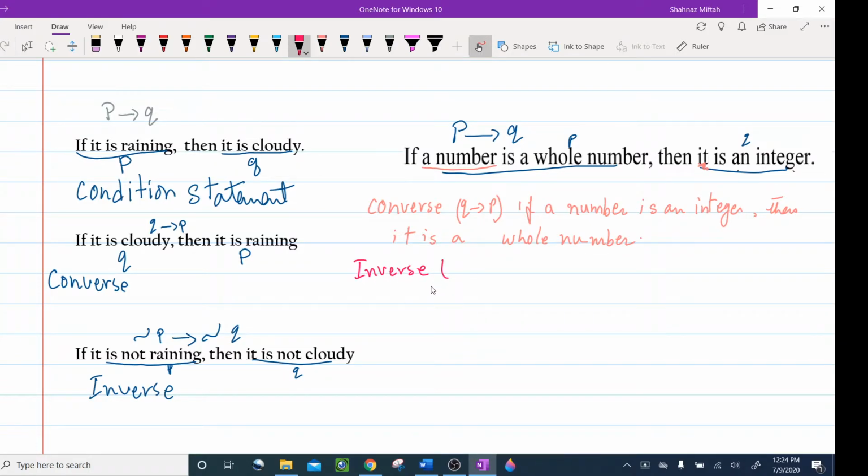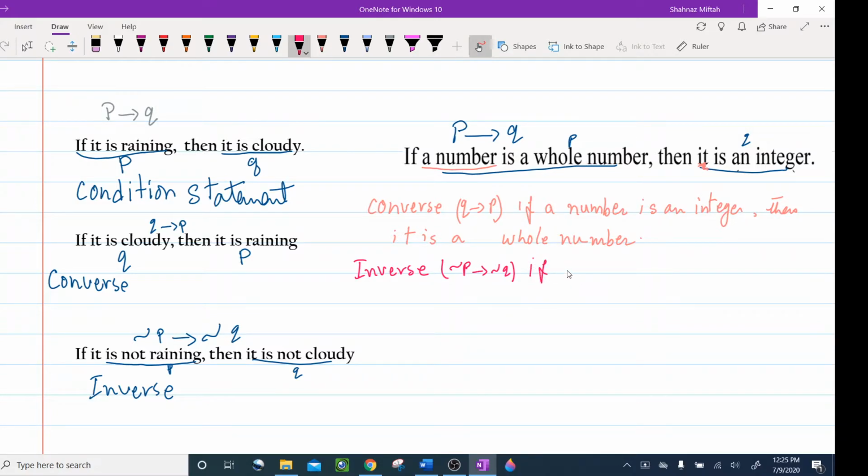Now, if you guys pay attention, inverse was not P, then not Q. That was inverse, right? Okay, so let's write it down. The notation first, if not P, then not Q. P and Q stay at the same place, but I'm just including not with it, right?